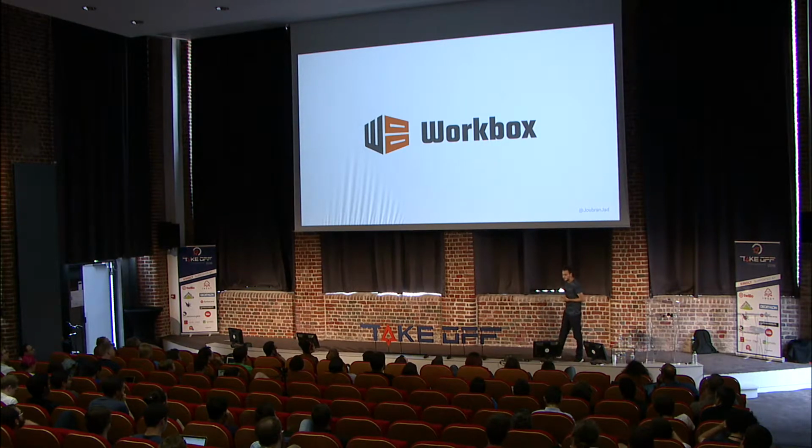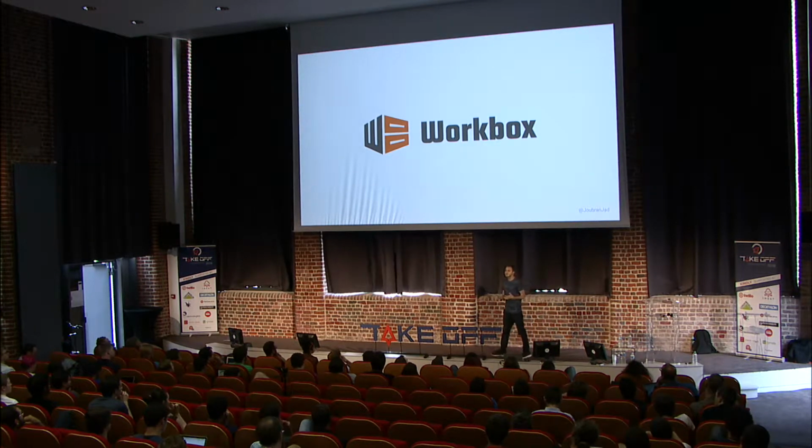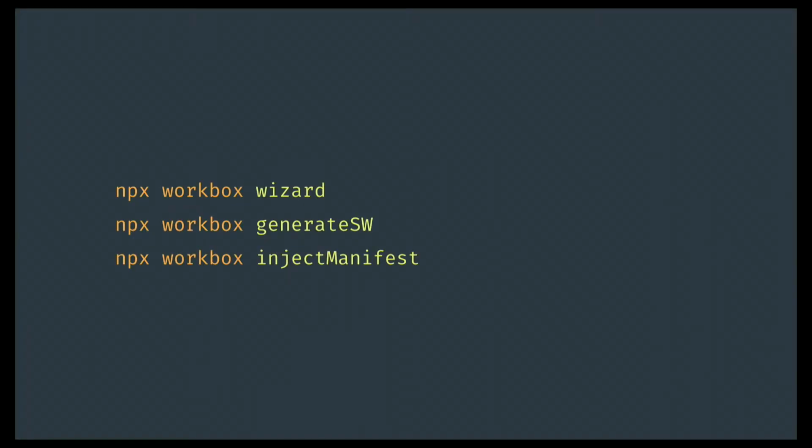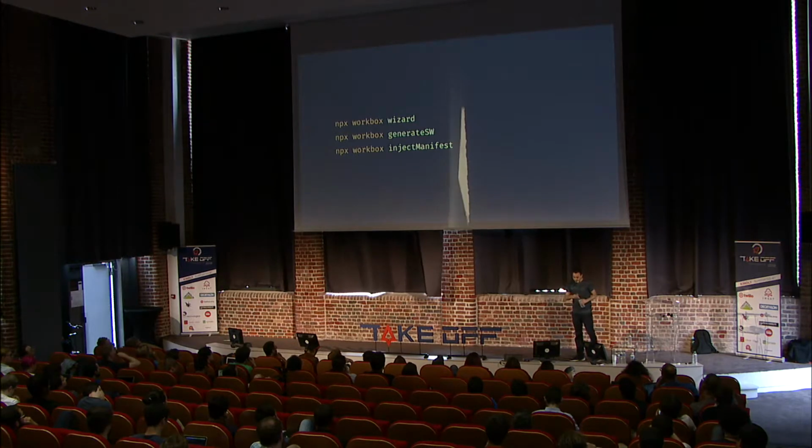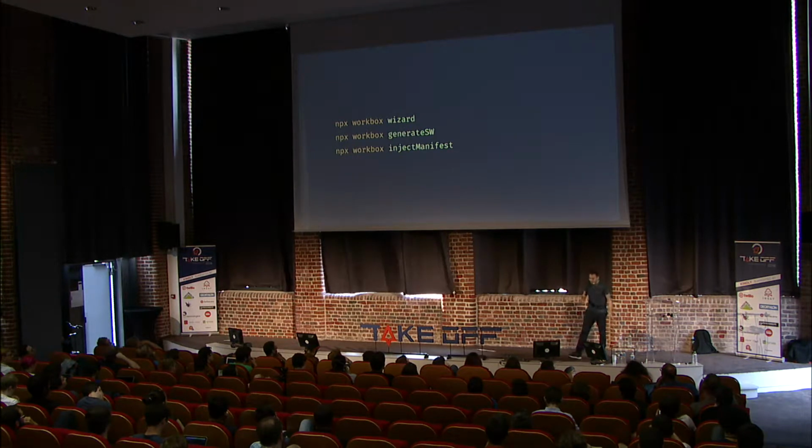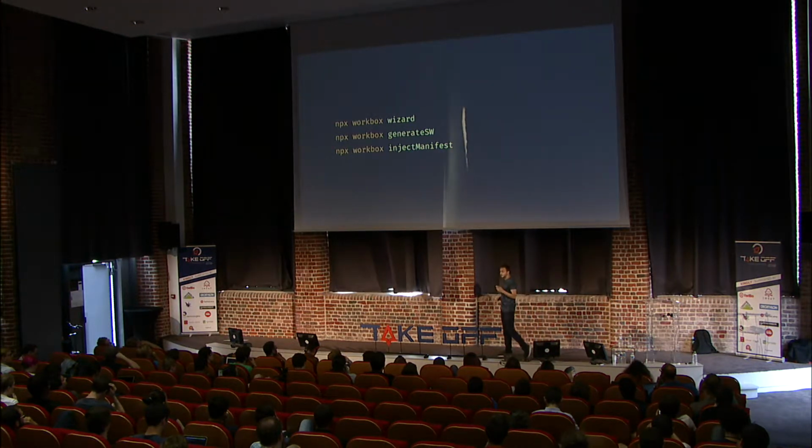Workbox is a node module and CLI that allows you to easily work with high-level use cases for progressive web apps. So getting started with Workbox is actually easy. You just start with Workbox Wizard, which scans your directory and asks you a couple of questions to generate your configuration file. And then once you generate this configuration file, you run generateSW with the config, and that generates your service worker. For more advanced use cases, you can also use injectManifest, which allows you to stay in control of your service worker and still generate other parts of it.